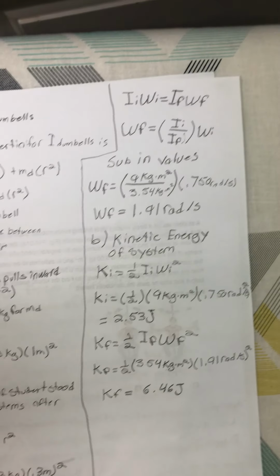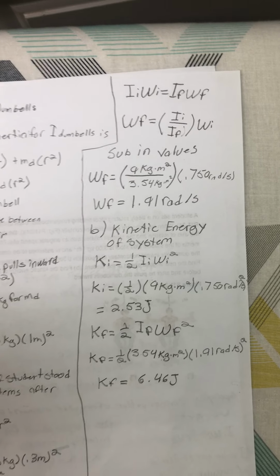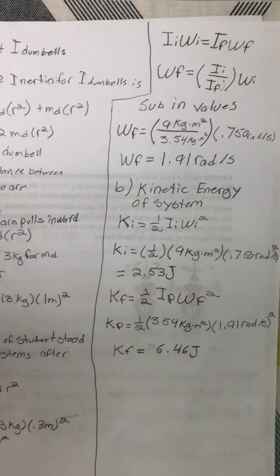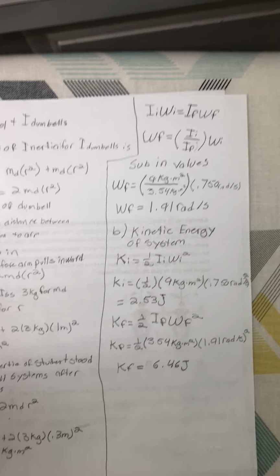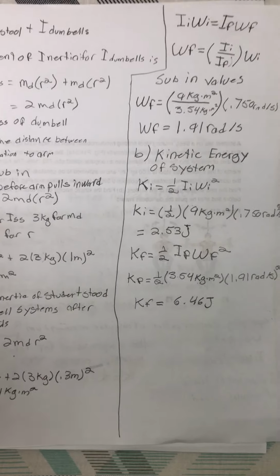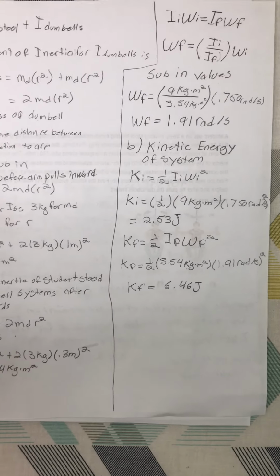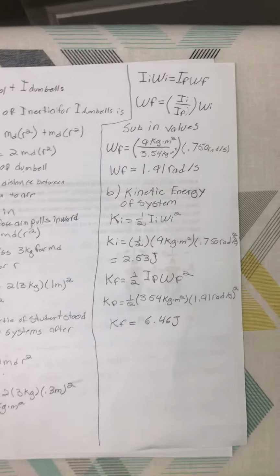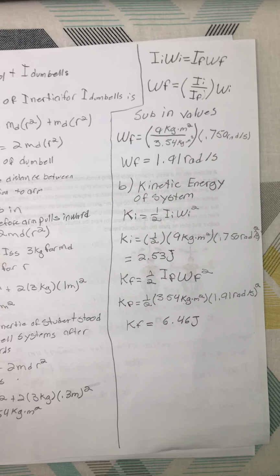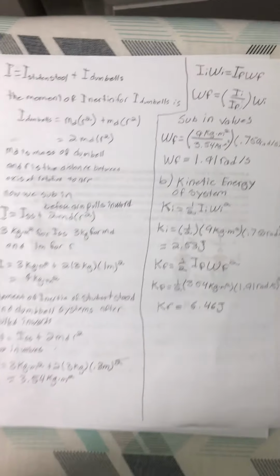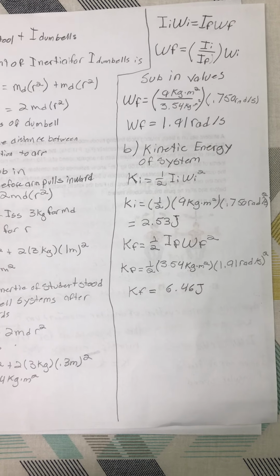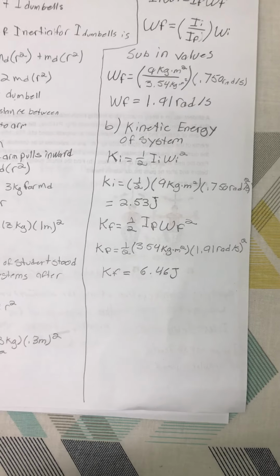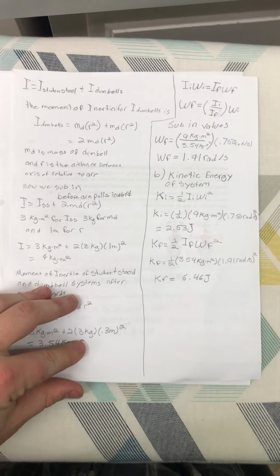And now we're finding our W final. We have inertia initial over inertia final times our W initial, and we get 1.91 radians per second for W final. For B, kinetic energy of the system, we have Ki equal to 1/2 inertia initial times W initial squared. Ki is equal to 1/2 times 9 kilograms times meter squared times 0.75 radians per second squared, and that gives us 2.53 joules. And then for our kinetic energy final, we have 1/2 times IF times WF squared, and our values give 6.46 joules for our kinetic energy final.